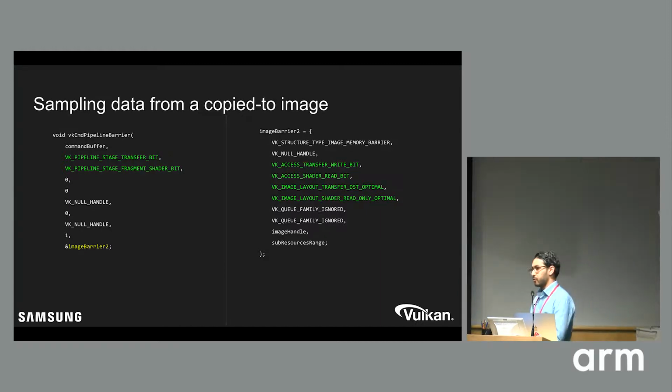And then for the barrier right before sampling, to make sure that the copy completes, we specify the transfer stage as the source stage because we want to wait for that to complete. Once that completes, we unblock the fragment stage where the sampling will happen. We were doing a transfer write, and we'll be doing a shader read, so sampling from the image. In this case, we can't specify undefined as the layout since we'd be discarding the data. So we specify the old layout and transition to the new one.